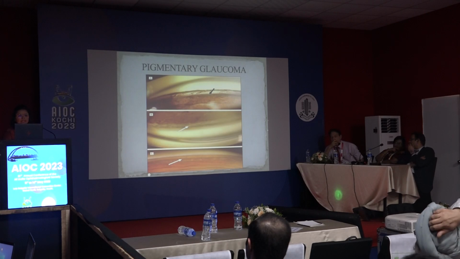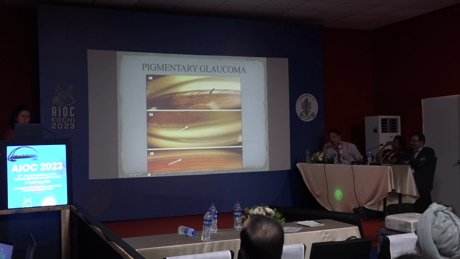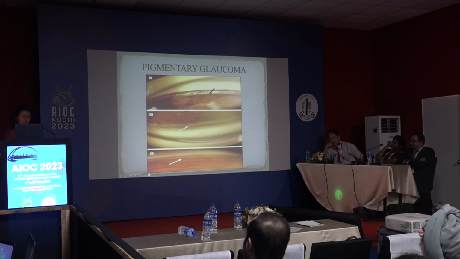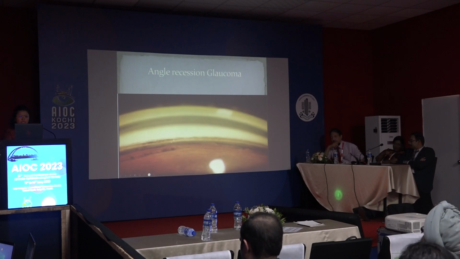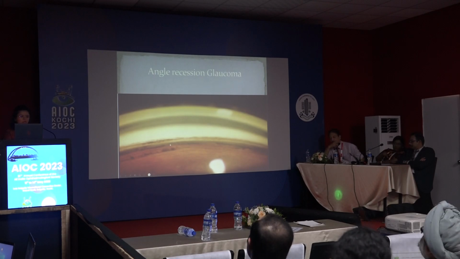So these are just case examples wherein we can see very heavily pigmented angles, both superior and inferior, in cases of pigmentary glaucoma, especially the inferior angle is severely pigmented. Then you can see blood in angle. You can see here the ciliary body band is very wide.